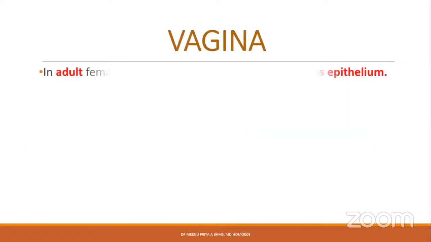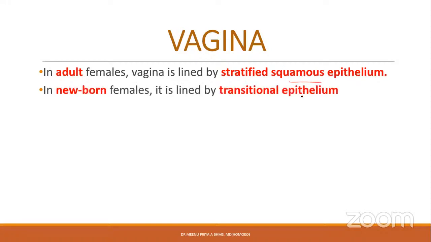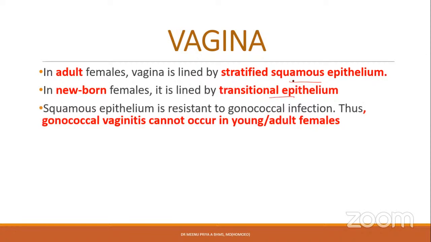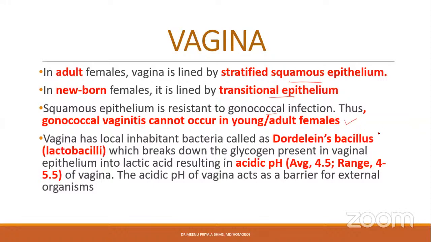In adult females, the vagina is lined by stratified squamous epithelium. This is important with respect to examinations also. In newborn females, it is lined by transitional epithelium and squamous epithelium. Stratified squamous epithelium is resistant to gonococcal infection. Thus, gonococcal vaginitis cannot occur in young or adult females. So you have to note this down: the squamous epithelium is resistant to gonococcal infection, so gonococcal vaginitis cannot occur in young adult females.